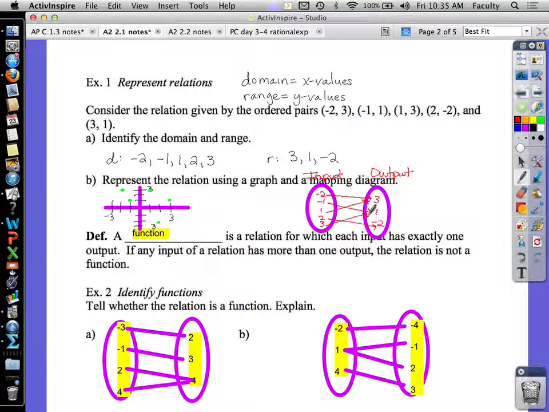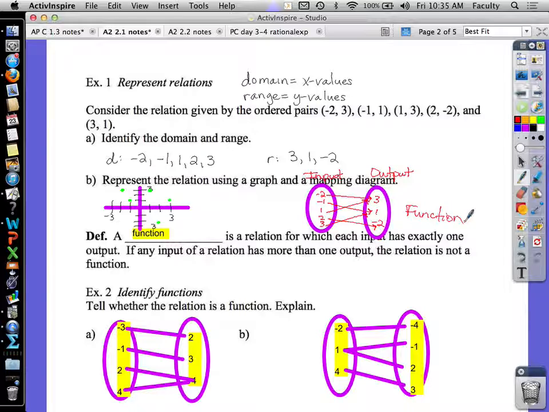A function is a relation for which each input has exactly one output. If any input in the relation has more than one output, the relation is not a function. So let's look at this letter B up here. Do you see that every input only has one arrow coming out of it? So this one is a function.